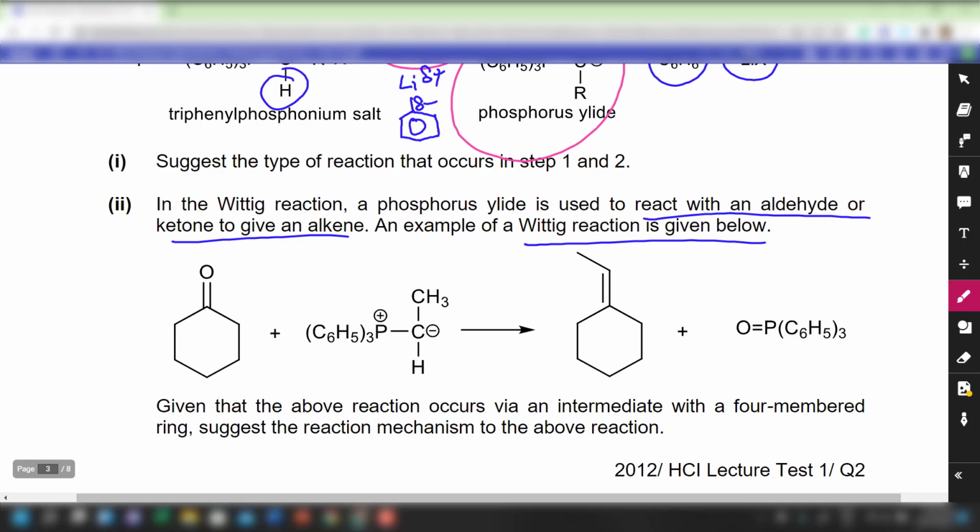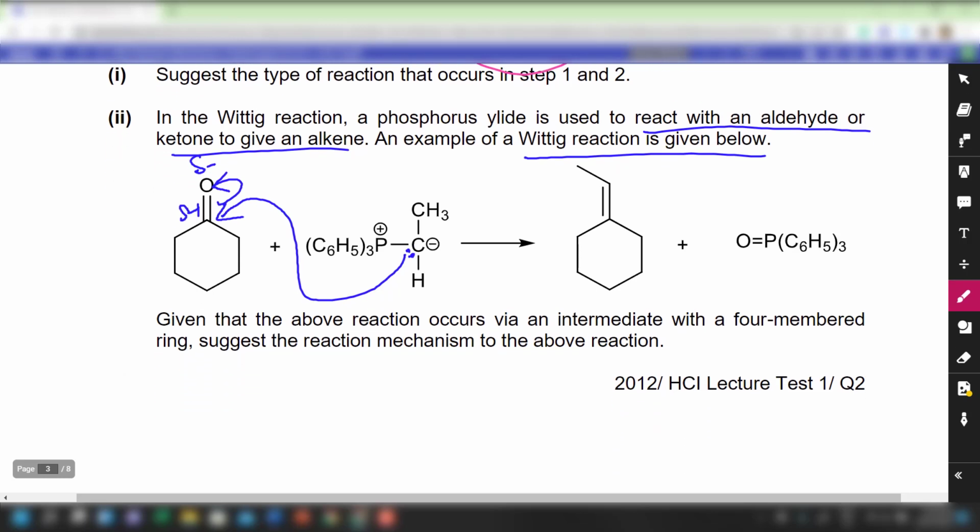Yeah, and the carbon with the negative charge definitely has a lone pair of electrons. If not, you wouldn't have the negative charge. So you do expect the first step to be some form of a nucleophilic addition kind of reaction. So I'm going to expect a nucleophilic addition. Okay, and then of course you don't get this straight away. Yeah, so the first step is a nucleophilic addition.